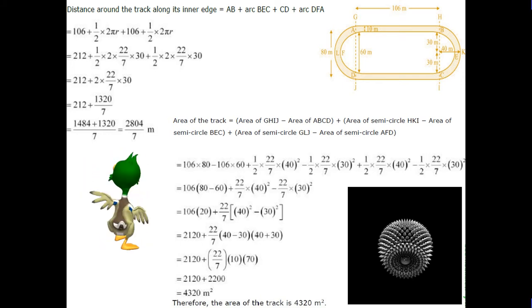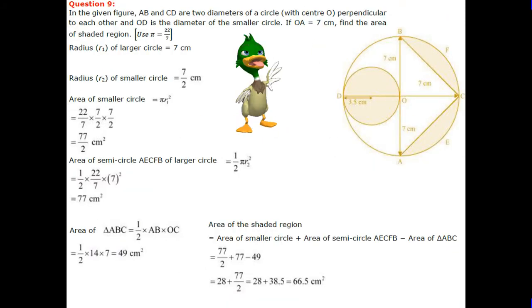Area of the track is equal to area of GHIJ minus area of ABCD plus area of semicircle HKI plus area of semicircle BEC plus area of semicircle GLJ and area of semicircle AFD. Substituting all the values, we get 4320 meter square. Therefore the area of the track is equal to 4320 meter square.